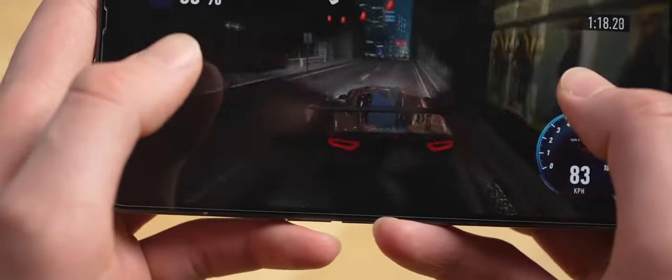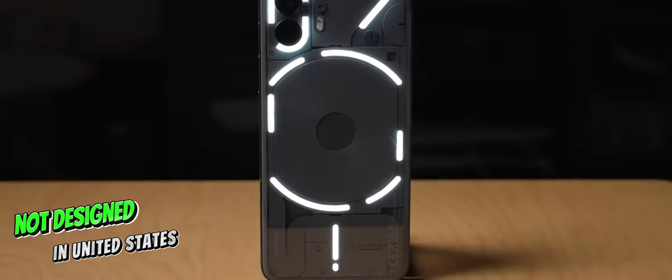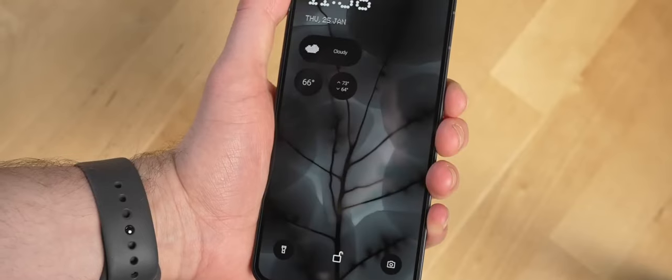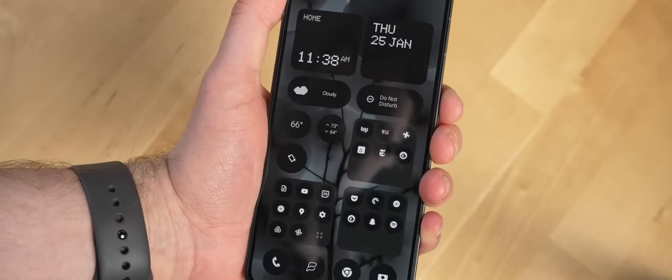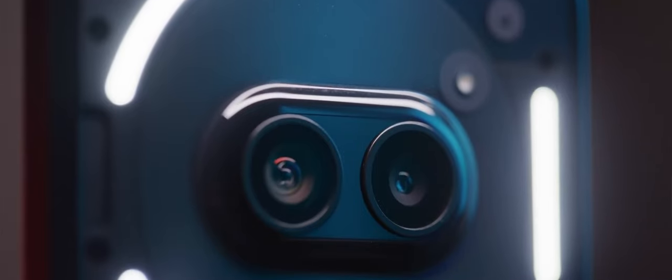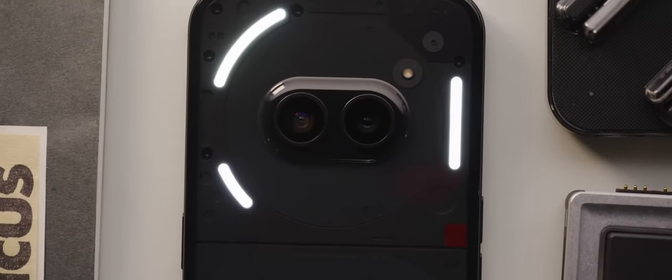By the way, the Nothing Phone 2A is not designed to work in the United States. You'll have to accept some terms and conditions that tell Nothing that you understand that this phone is not designed to work in the United States, and if you face any problems using the phone in the United States, that's your problem.